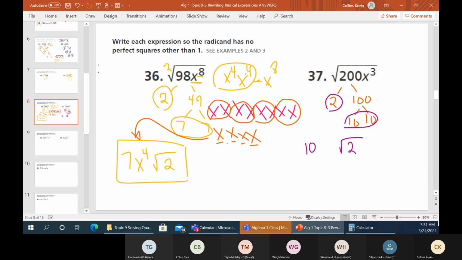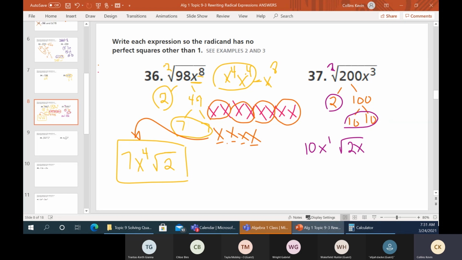Okay. Now, again, look at this part. So remember, this is a 2. 2 goes into 3 one time, so that's x to the first, or just x. You don't have to write the first. I'm just demonstrating it for you here. 2 goes into 3 one time with 1 left over. So there's a remainder of 1. The remainder stays in the house. So this is our answer. Our answer is 10x times the square root of 2x.